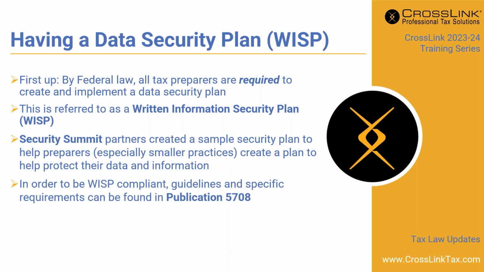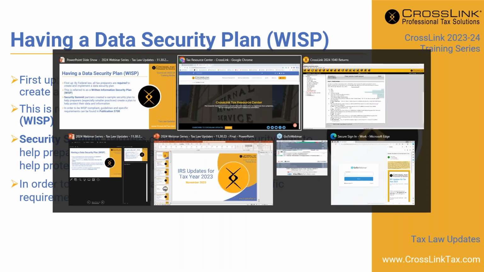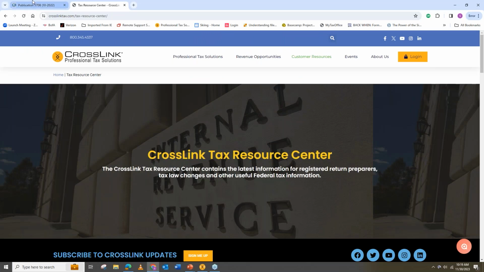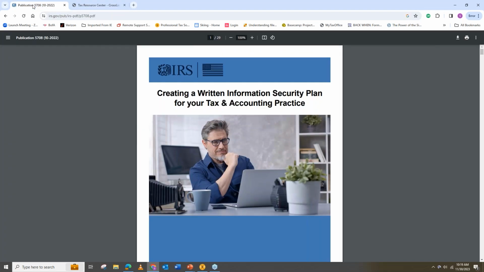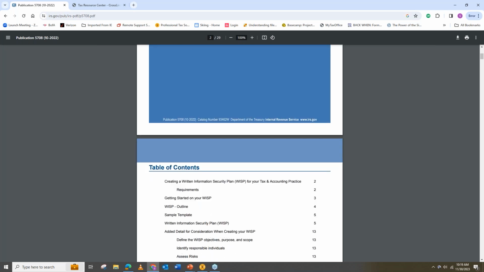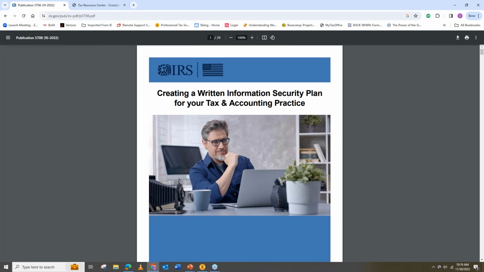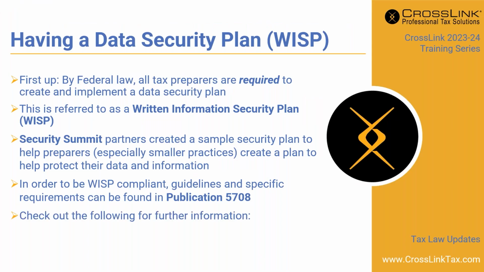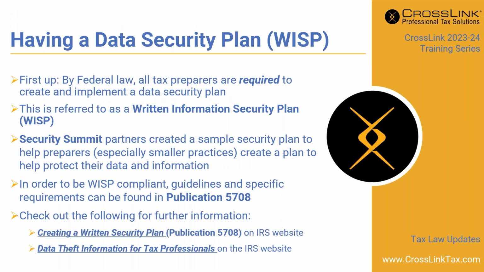In order to be compliant, WISP guidelines and specific requirements can be found in publication 5708. Let's pop on that real quick. Just by Googling publication 5708, you'll find the complete information you're looking for on creating a written information security plan. It's all right here. Finally, check out the following for further information. We just showed you the 5708. On top of that, there's also a site, Data Theft Information for Tax Professionals, on the IRS website.